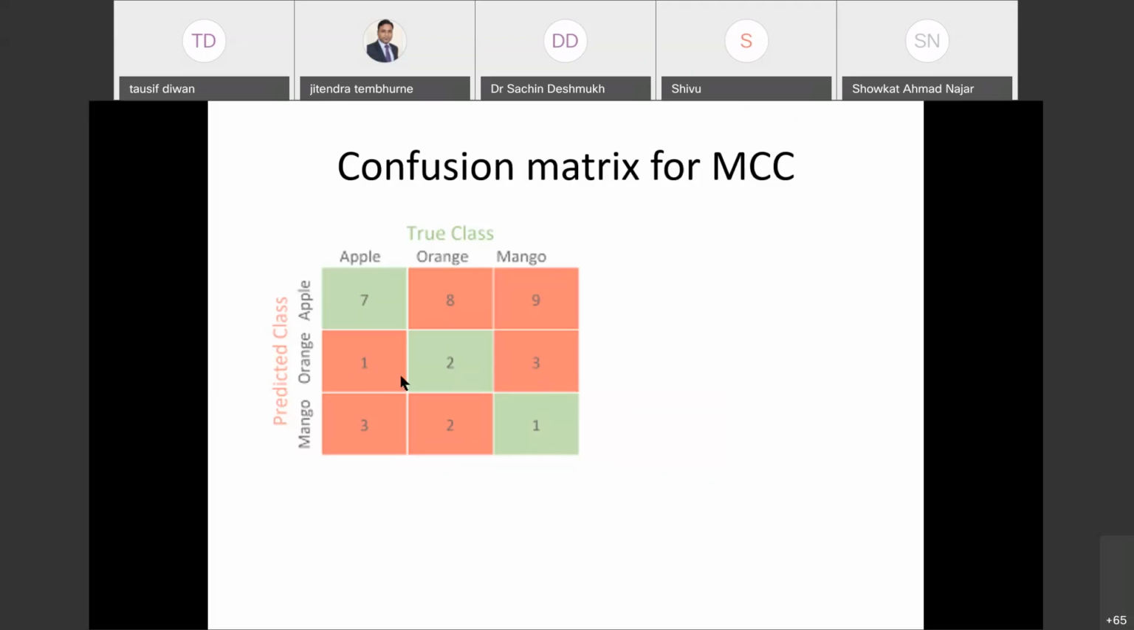Okay. The false positive for mangoes will be 3 plus 2, that is 5. What is the false negative for oranges? Yeah, that is 10. 10 is correct. False negative means predicted as not oranges, but actually they were oranges. So this column's summation excluding this 2 will be the true negative. So this can be extended for more than 3 classes also. So that was the confusion matrix.